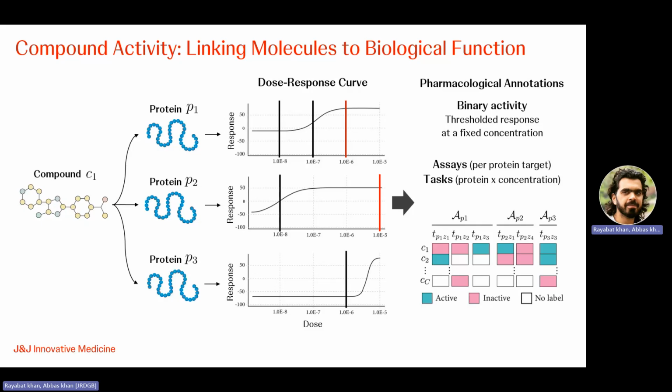For each target, the question is binary. Does the compound activate or inhibit that protein at a given concentration? This gives us a table of activity labels, and it's almost entirely empty. In our dataset, less than 3% of entries have ground truth. So, the core challenge is, how do you predict compound activity reliably across many targets with almost no labels?